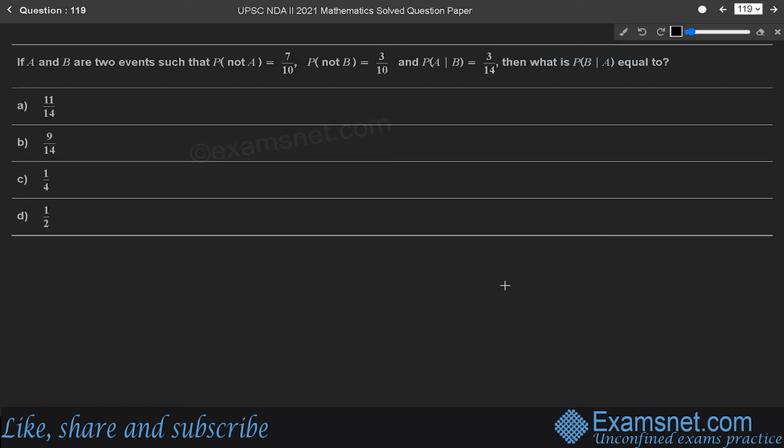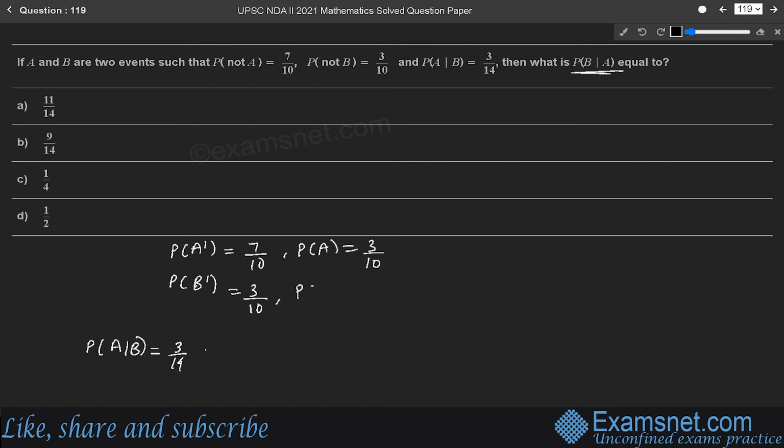Next question is, if A and B are two events such that P of A complement is equal to 7 by 10 and P of B complement is equal to 3 by 10 and P of A by B is equal to 3 by 14, then what is P of B by A equal to? According to the question, P of A complement is 7 by 10. Therefore, we can say that P of A is equal to 3 by 10. And P of B complement is 3 by 10. So, P of B will be equal to 7 by 10.